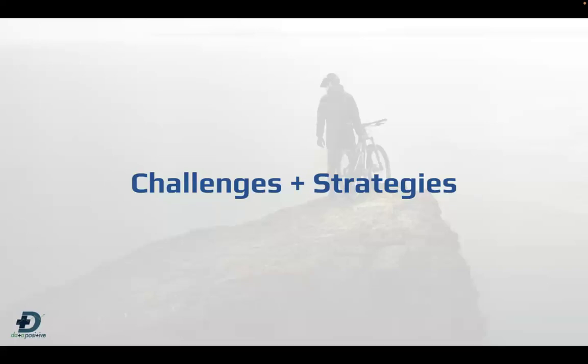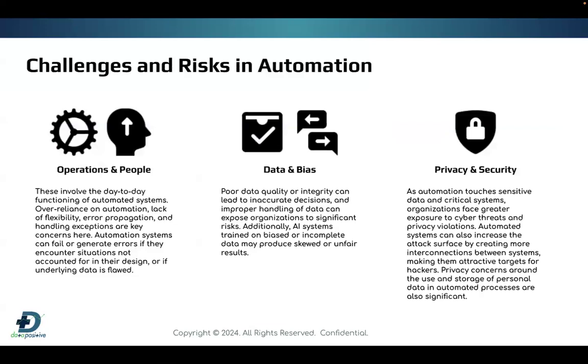All right, so wow, that stuff's cool. But this is the worst thing ever too, right? So let's talk about the challenges and risks that come with automation. First, operations and people: over-reliance, lack of flexibility, error propagation. So, all right, I'm running with this. You've heard about hallucinations, whoop, error propagation.